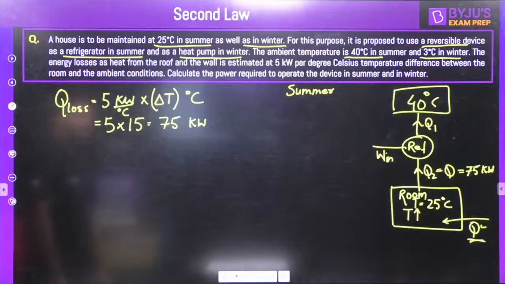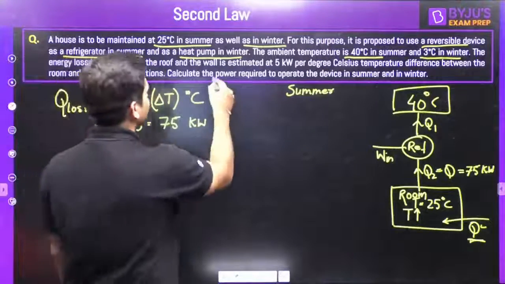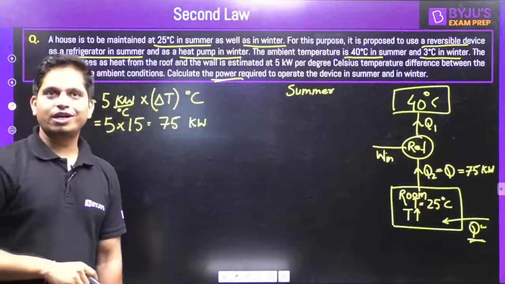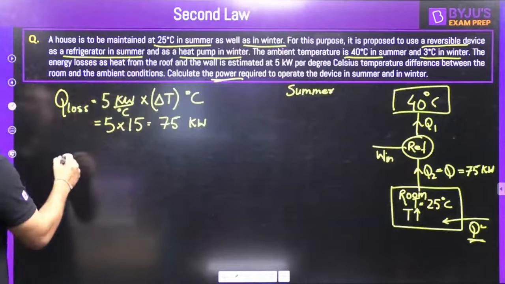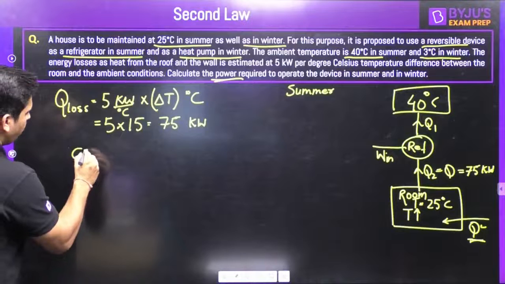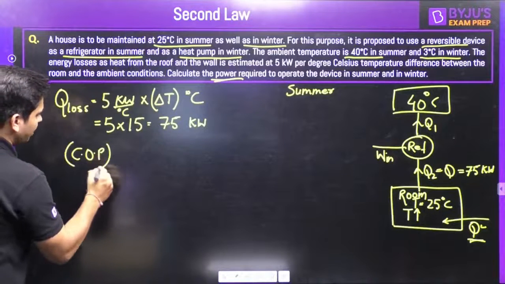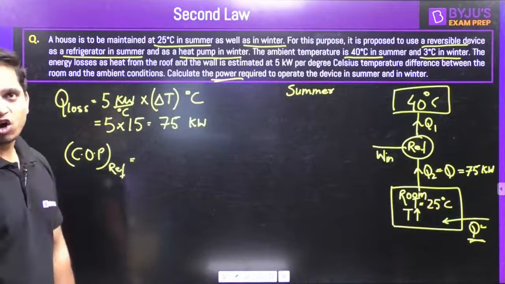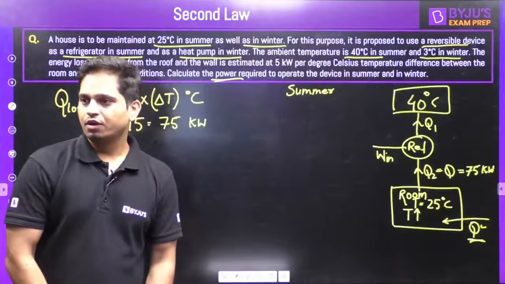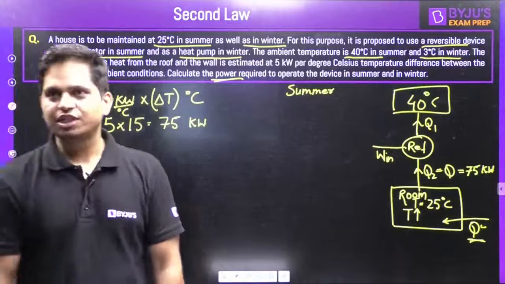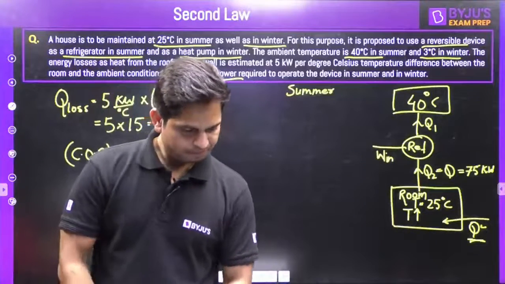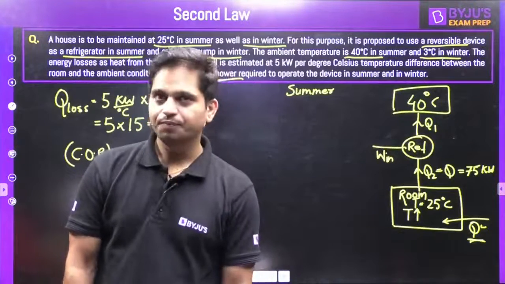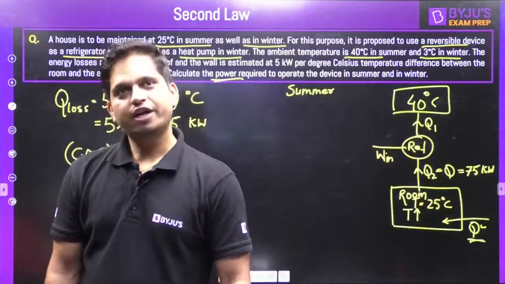Now I need to calculate the power required to operate this device. How do I calculate this? Power. COP of refrigerator is what? Desired output upon input. Power is 3.775. Let me check. Yeah, that is correct. That is absolutely correct.